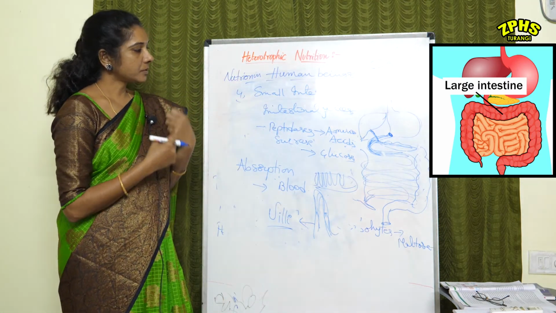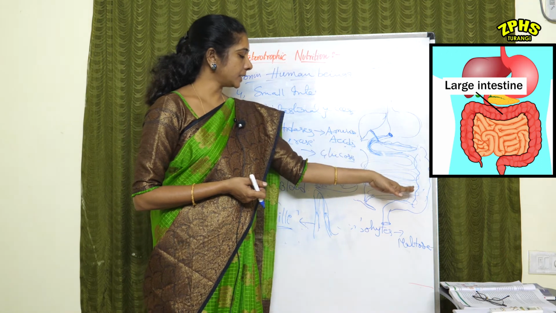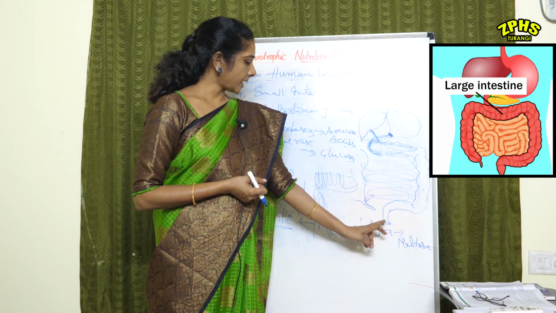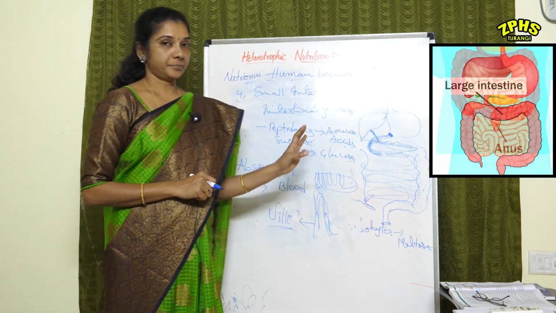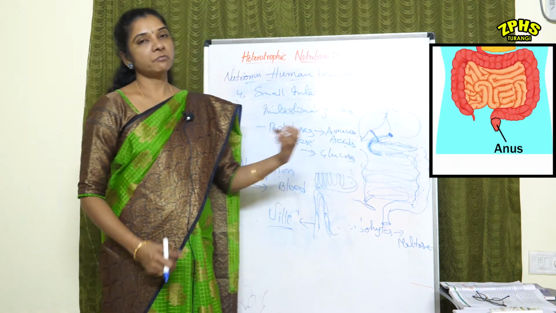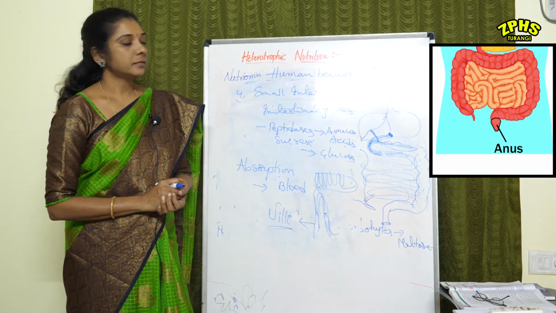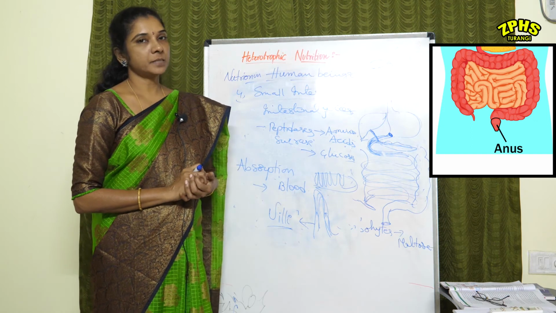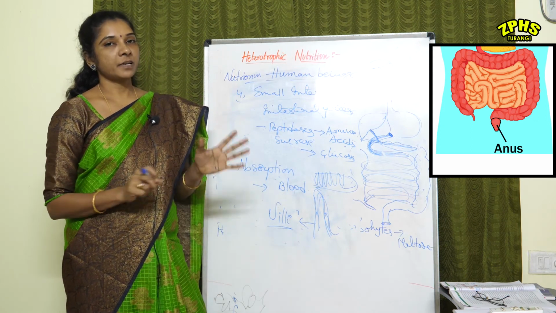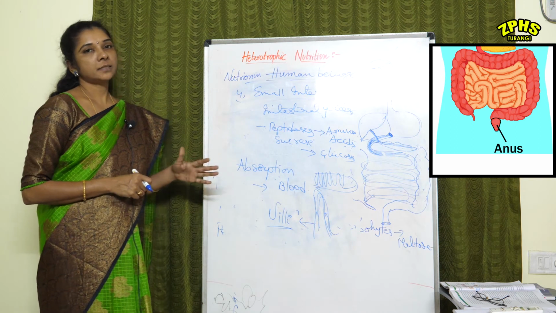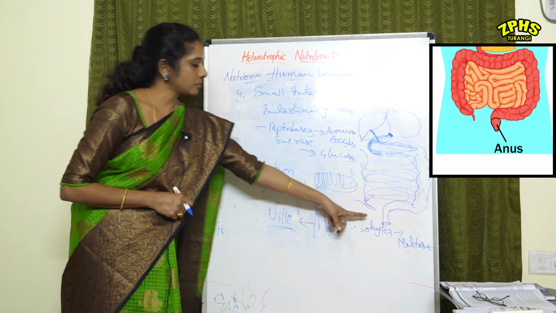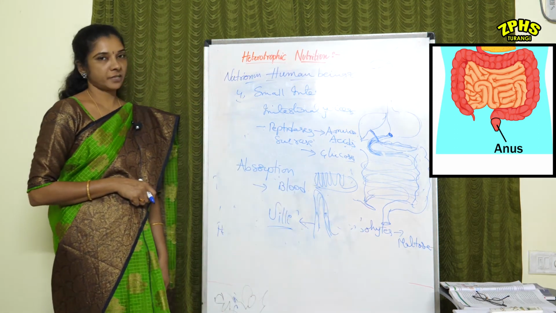So after the absorption of water, the rest of this material is sent through the anus. It is expelled. In the large intestine, the maximum amount of water is reabsorbed and the remaining material is expelled, which is known as defecation. So the waste material is sent out through the anus. That process is known as defecation.